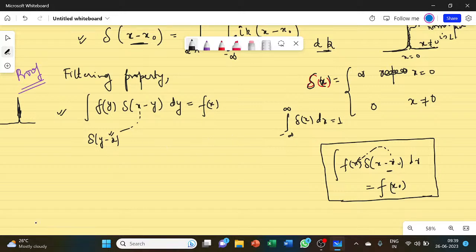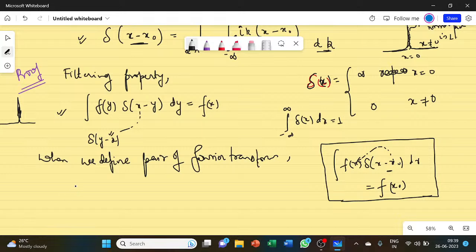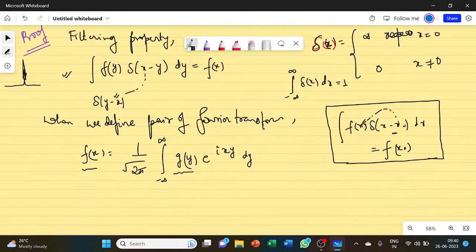Now you see, when we define the pair of Fourier transforms, what was happening? If I want to write in terms of x and y only, I'll write f of x, and instead of writing k, I will use y now. This is 1 upon root 2 pi, integral from minus infinity to infinity. I used to write g of k, now I'm writing g of y, e to the power iota x y, and then dy. Here g of y is the Fourier transform of f of x, and this is the inverse Fourier transform.